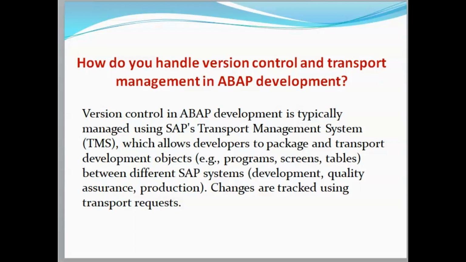How do you handle version control and transport management in ABAP development? Answer. Version control in ABAP development is typically managed using SAP's transport management system, which allows developers to package and transport development objects, for example programs, screens, tables, between different SAP systems: development, quality assurance, production. Changes are tracked using transport requests.